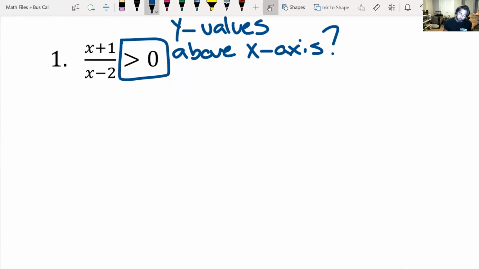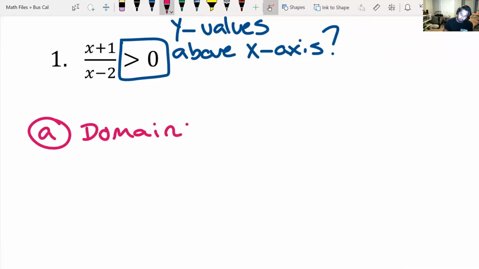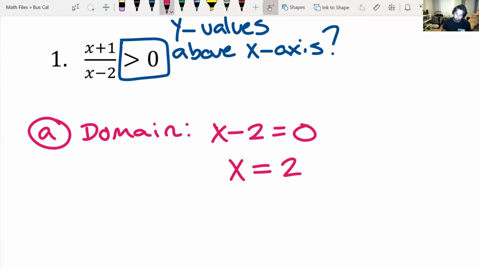First up is our domain. So we'll say step A, domain. This is a rational function, so take the denominator, set it equal to 0, and solve for x. And of course, we cannot be equal to that because it will make my denominator 0. This is your first partition number.